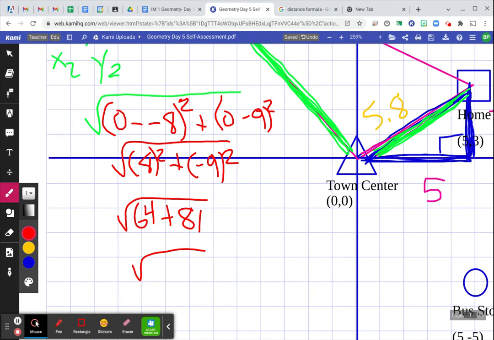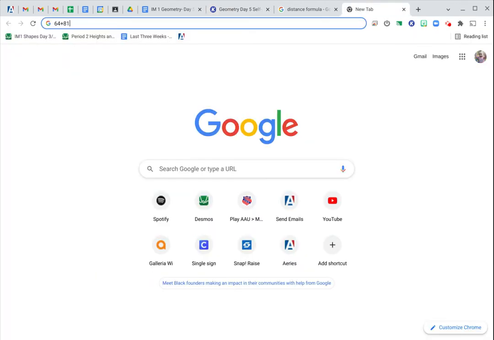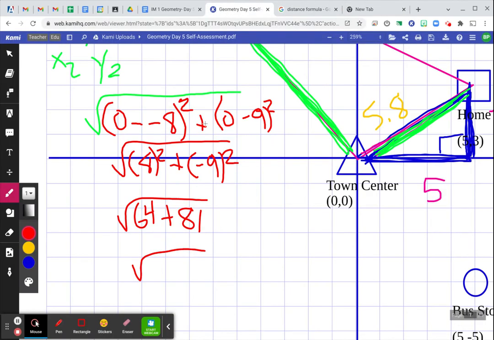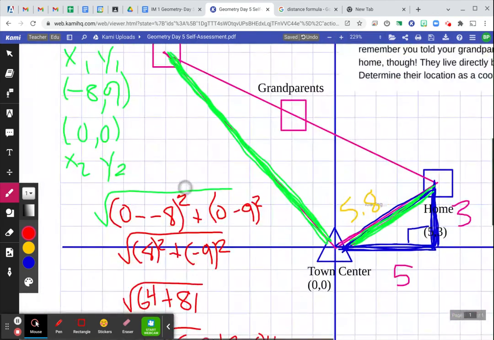64 plus 81, let me just double check that, sorry about that, is 145. All right, so we're going to throw 145 in here. And then the square root of 145 is approximated at about, let me check, about 12.04. And we can't say 12 because the square root of 144 is 12, so that wouldn't be accurate. So we have to say 12.04. So this distance right here is about 12.04.